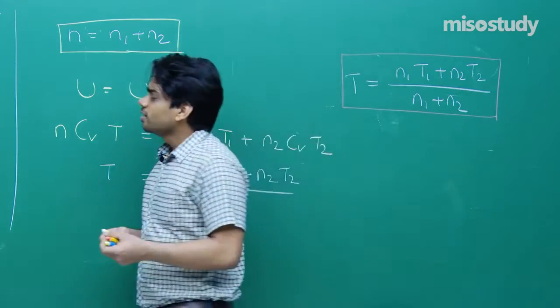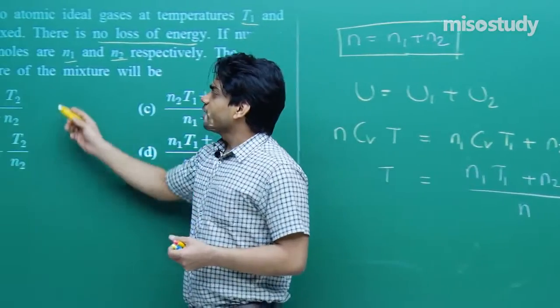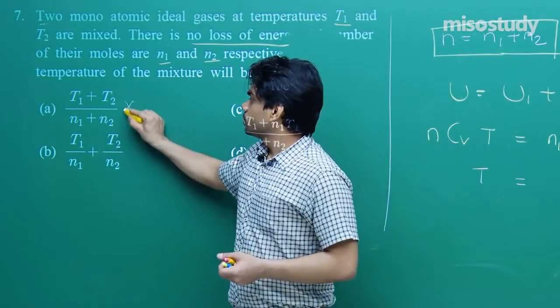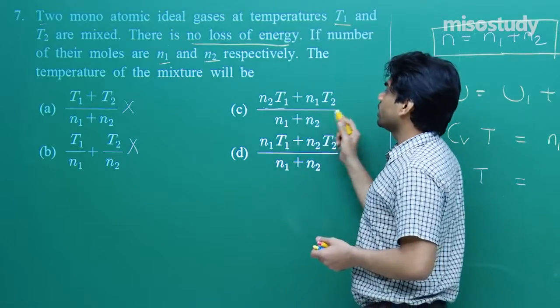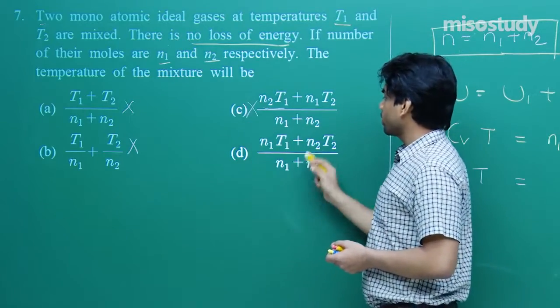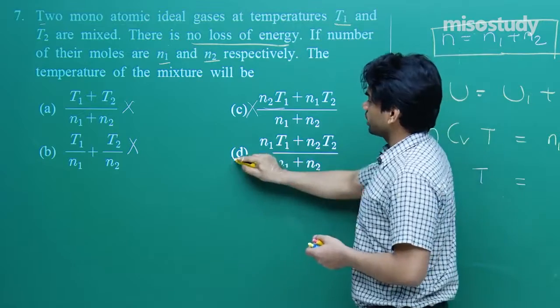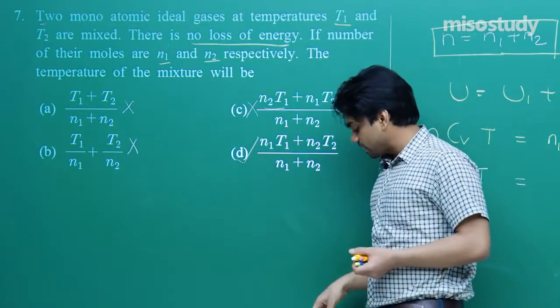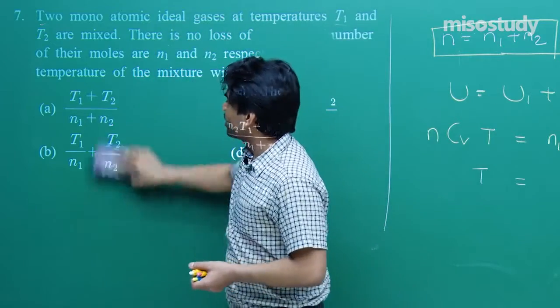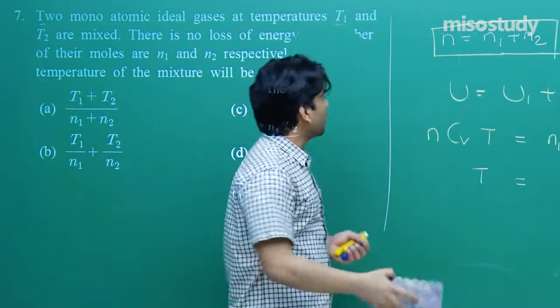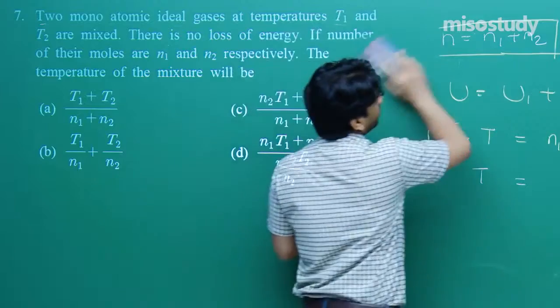Let's go ahead. Option A, T1 plus T2 divided by N1 plus N2, no. Option B, no. C, N2 T1 plus N1 T2, no. And D, N1 T1 plus N2 T2 divided by N1 plus N2, yes. Option D correctly matches. So this is a very good question in understanding the concept of internal energy and how it is dependent on temperature.